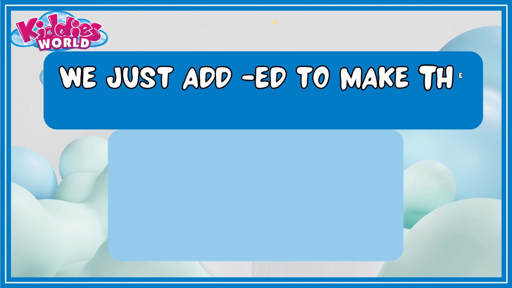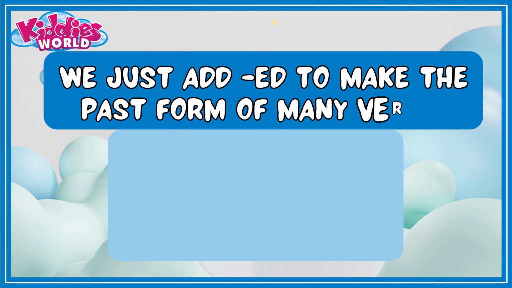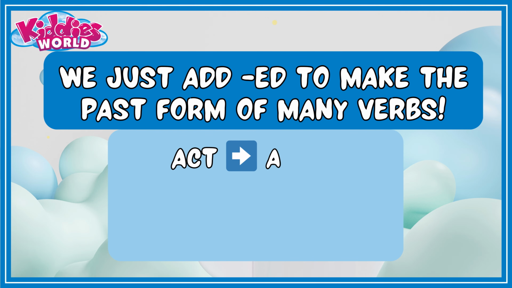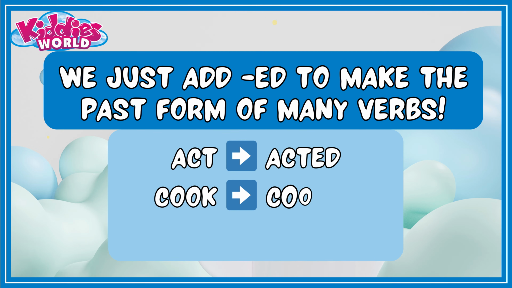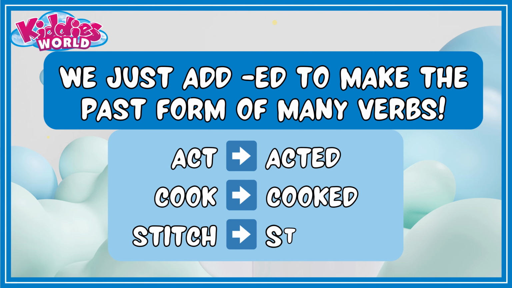See this magic trick? We just add ed to make the past form of many verbs. Look, act becomes acted. Cook becomes cooked. Stitch becomes stitched.